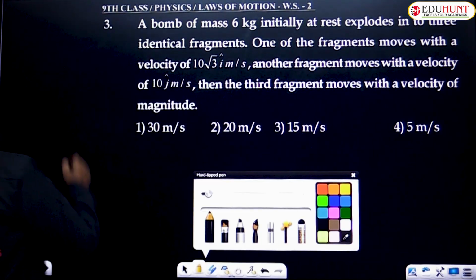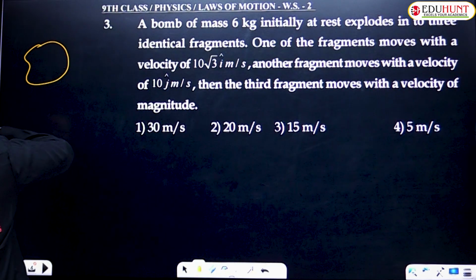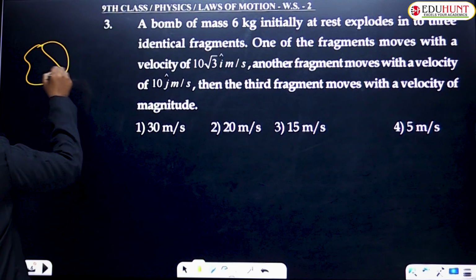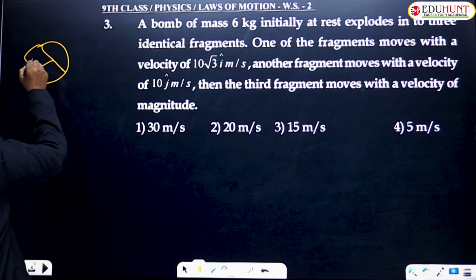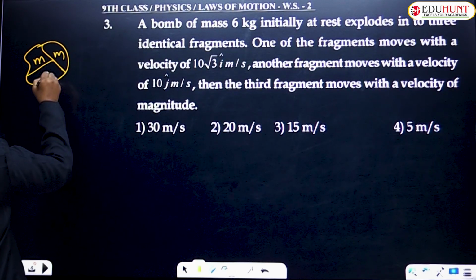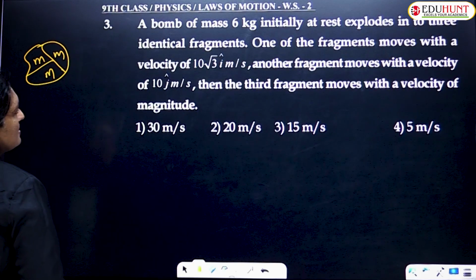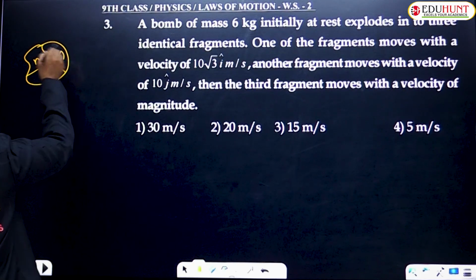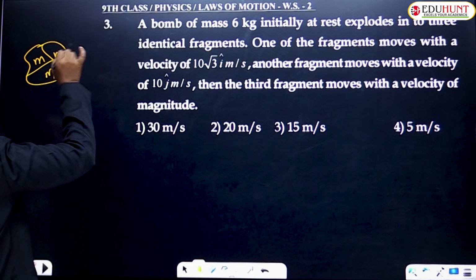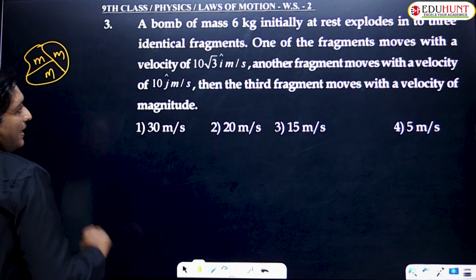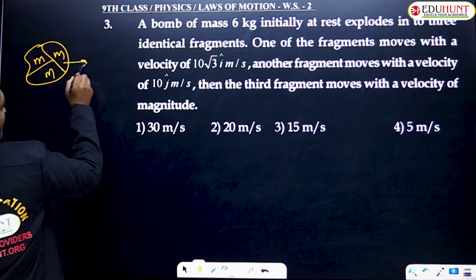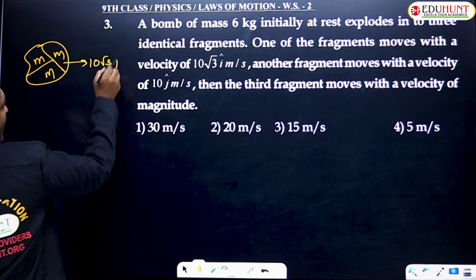So children, again a bomb is there. This bomb is now exploding into 3 equal parts, M, M and M. Okay, total mass is 6 kg. So now 6 by 3 equal parts means 2 kg each. Okay, one of the fragments moves with a speed of 10 root 3 i cap.